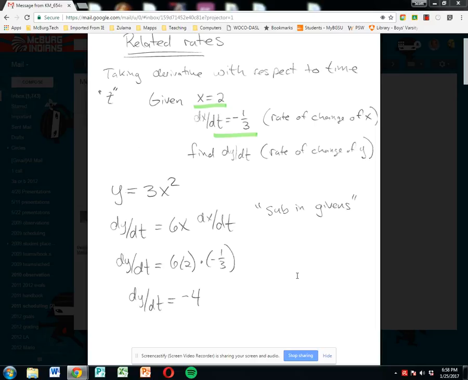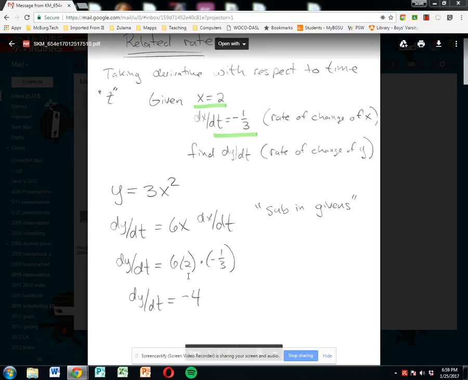Given x is equal to 2. Also given that dx/dt is equal to negative 1/3. dx/dt stands for the rate of change of x. All right. Find dy/dt, the rate of change of y. So much like we did with implicit differentiation, when it wasn't a simple t, we have to multiply through by its derivative, which in most cases, in the case of y, the derivative of y is just 1. Since it's not a simple t, dy/dt equals the power rule here becomes 6x times dx/dt.